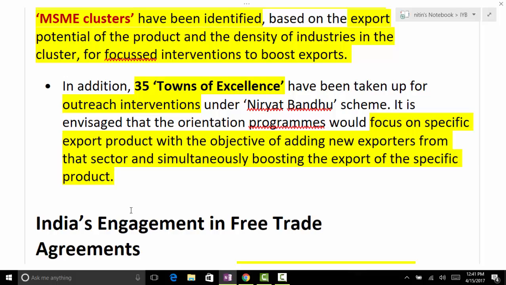Is GI tag related? Is GI tag into IPR? What are you saying, how is GI tag related? You have towns of excellence. I am asking you.